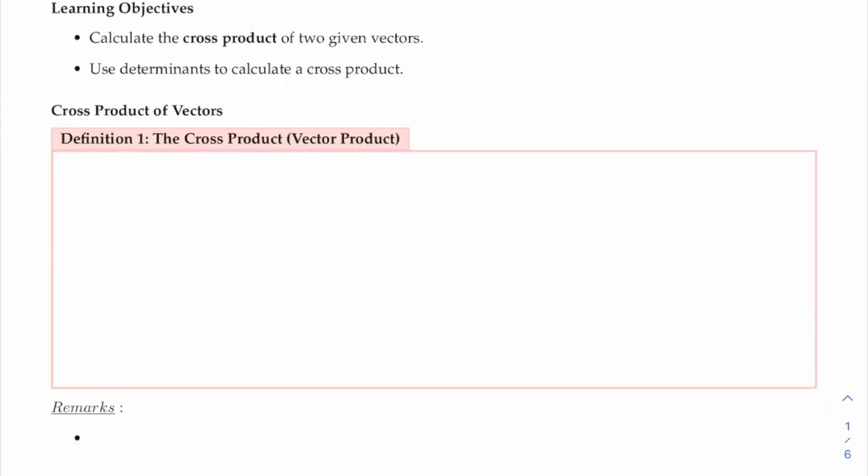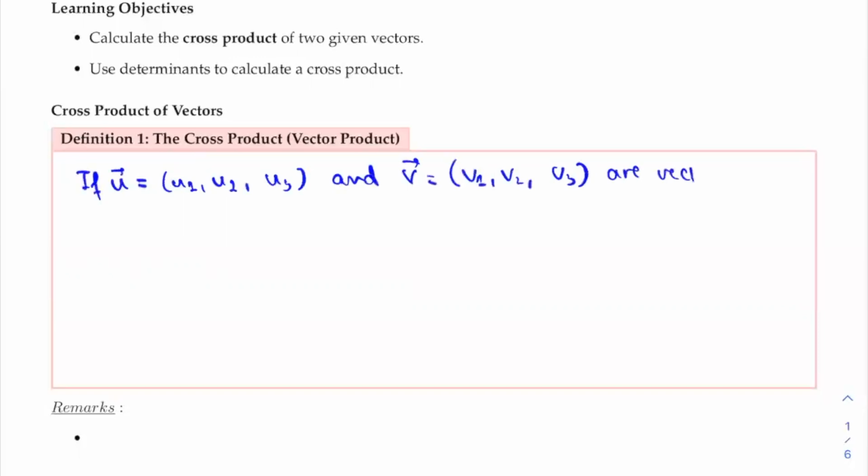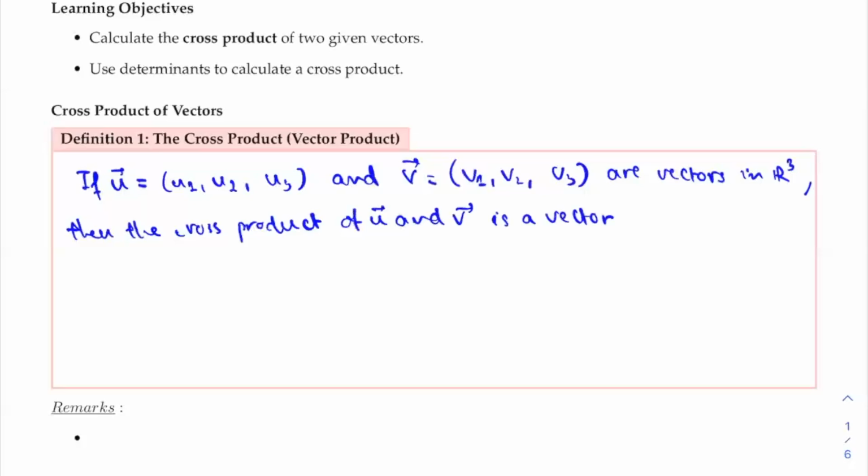If you have two three-dimensional vectors, u equal to (u1, u2, u3) and v equal to (v1, v2, v3) in R3, then the cross product of u and v is the vector defined by the following formula. You have the notation u crosses v. This particular notation indicates the cross product of the two vectors u crosses v.